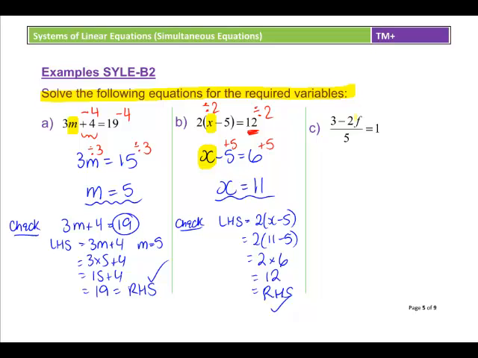Okay, next one. 3 minus 2f, so my unknown's f, all divided by 5 equals 1. So let's think about what's happening to that f.